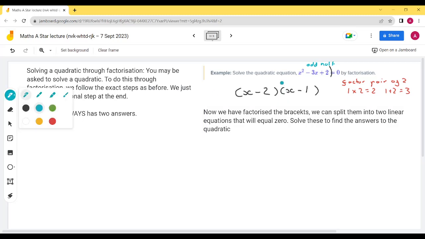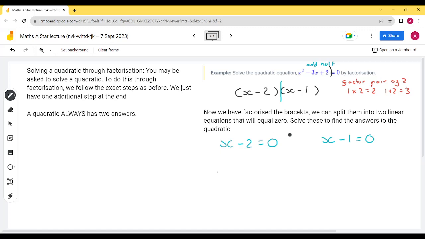So what I mean by this is, in effect, we can write this out twice. You can put a line, we've got two brackets here, and we can rewrite this as x minus 2 equals 0, and then as x minus 1 equals 0. Well, these are relatively straightforward equations to solve.